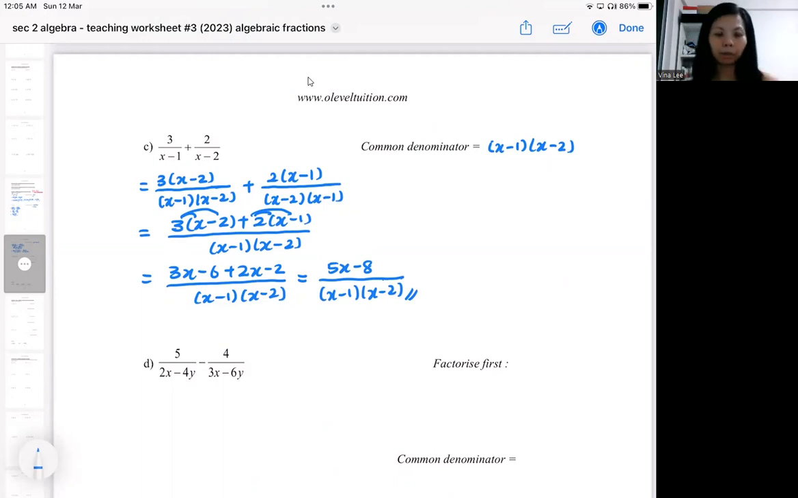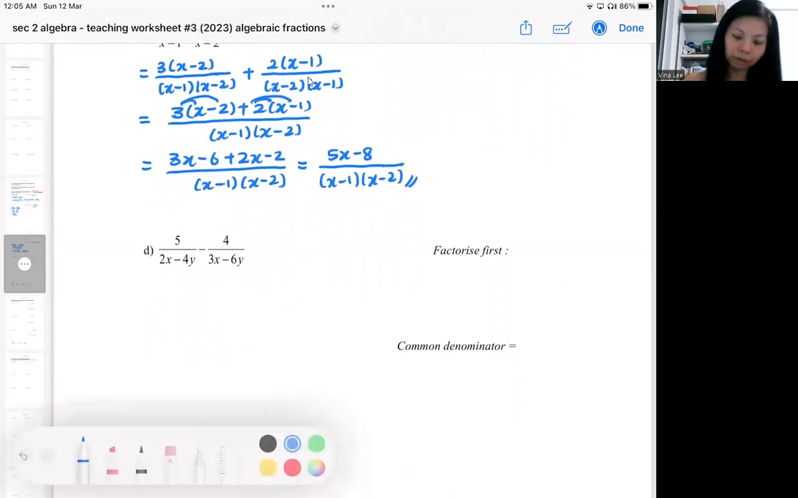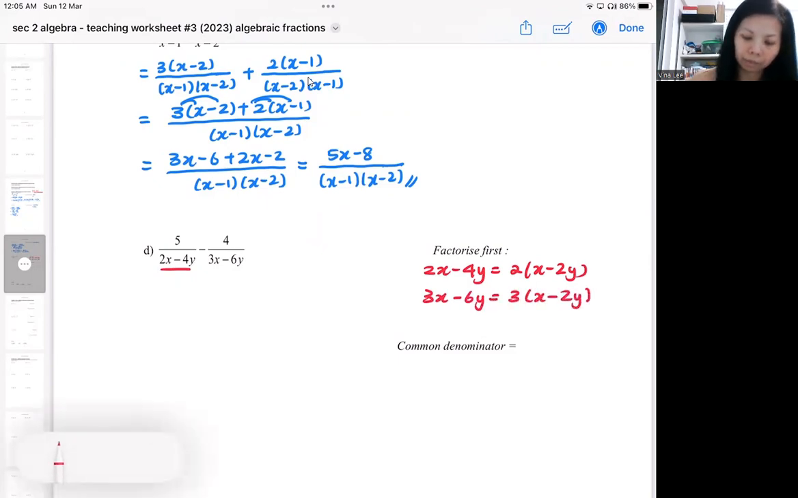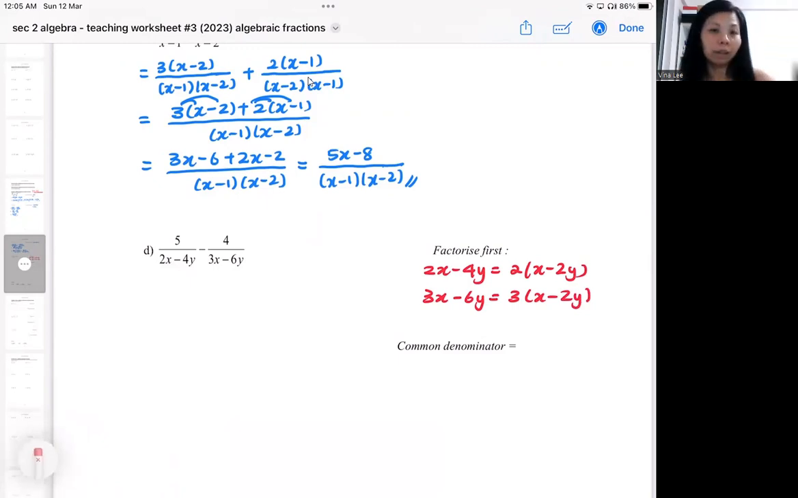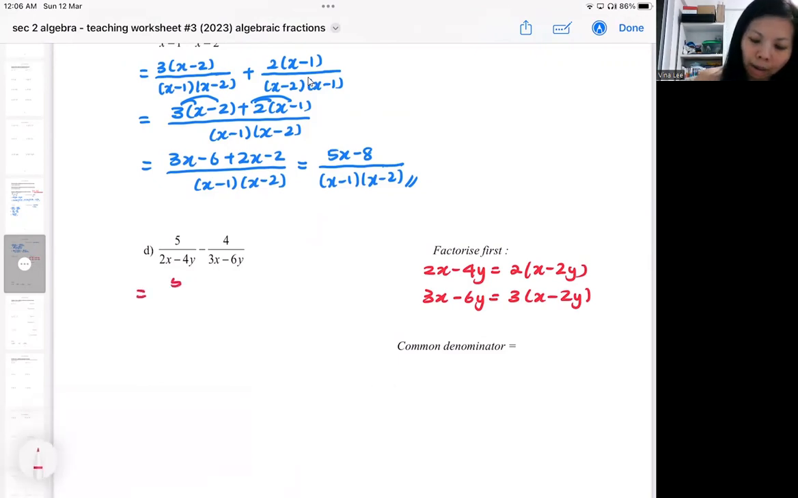Okay, here comes the more complex one. There will be more difficult denominators where you can factorize first. So you look at the first denominator, you can actually factorize first. And then you look at the second denominator, you can also factorize first. Don't blindly just make the same denominator. Be very sensitive to the denominators where you can factorize. In this case, the two denominators are as simple as taking out a common factor.